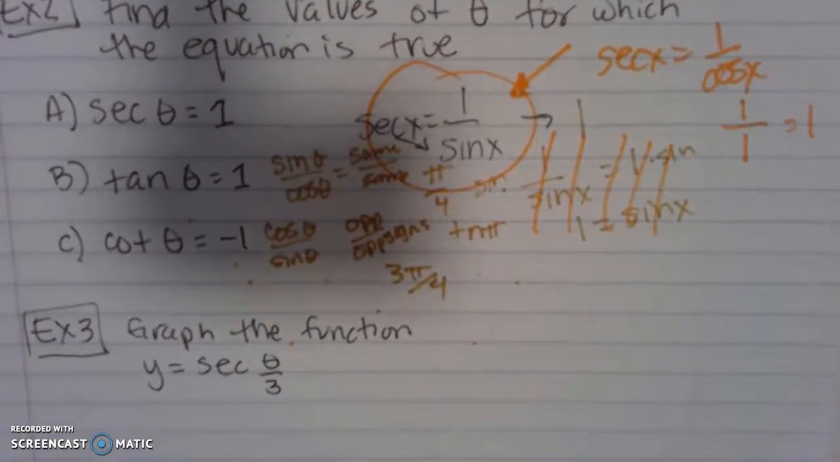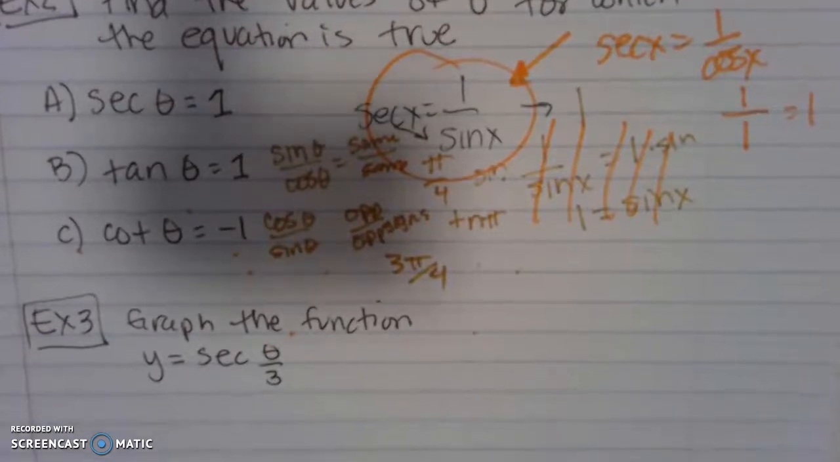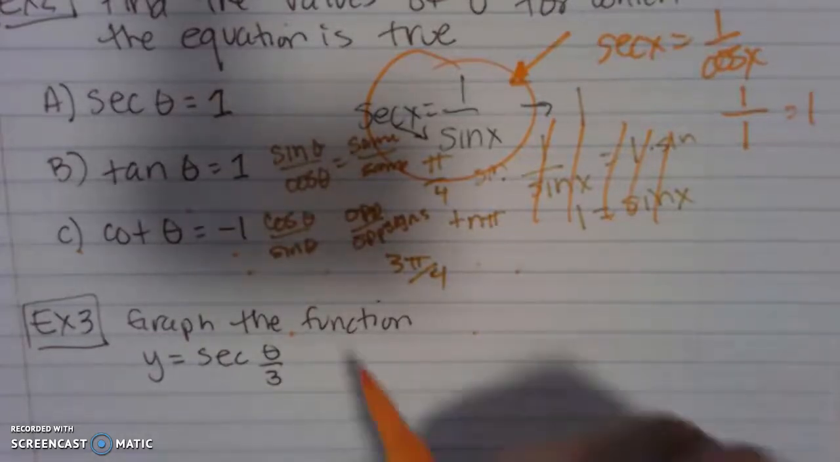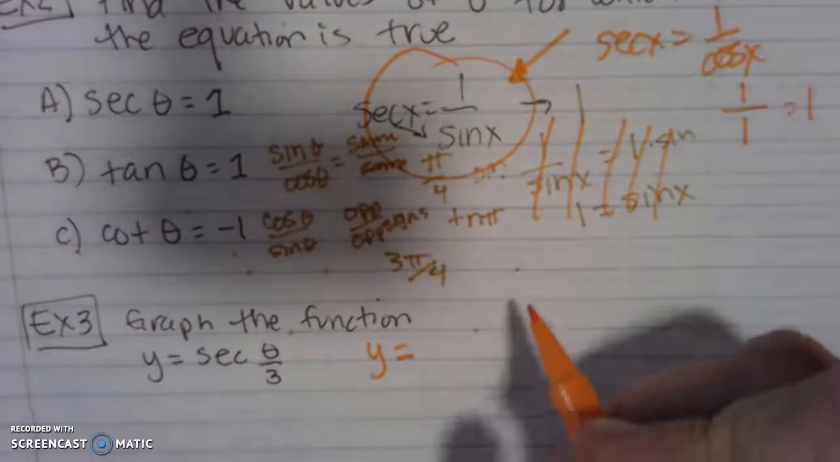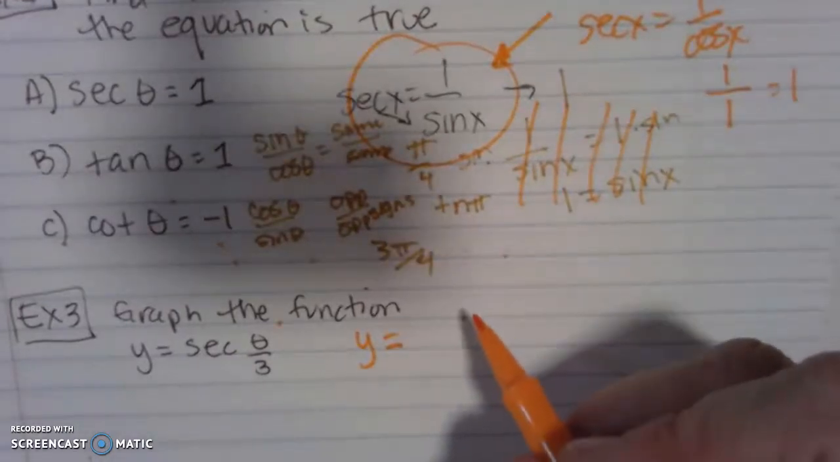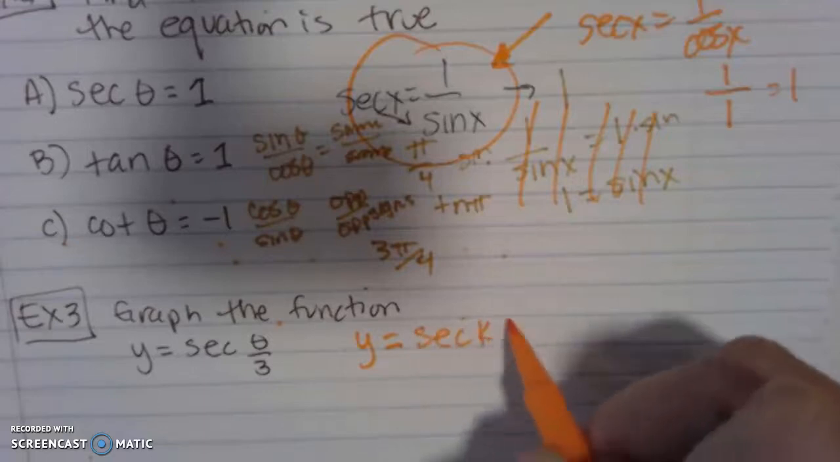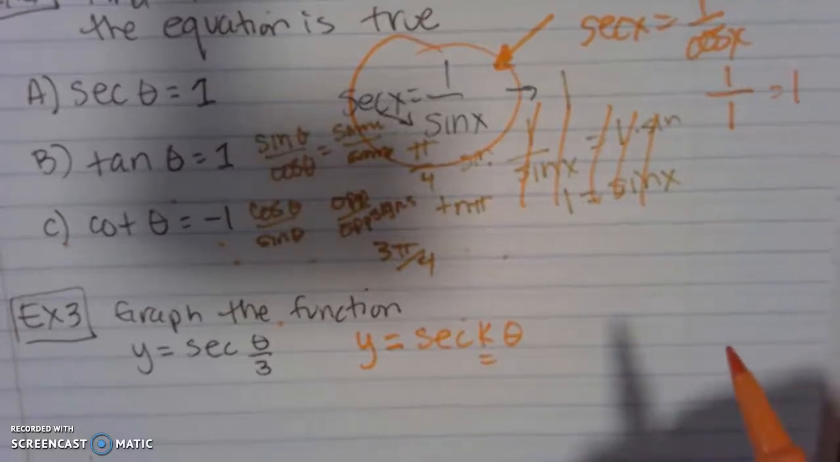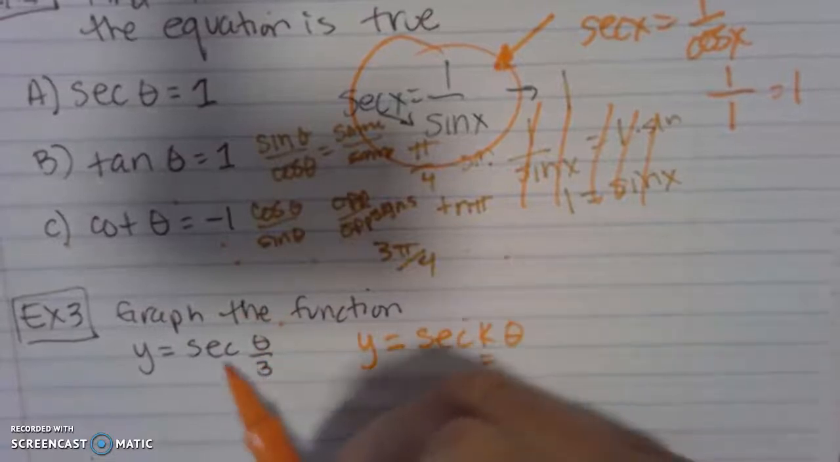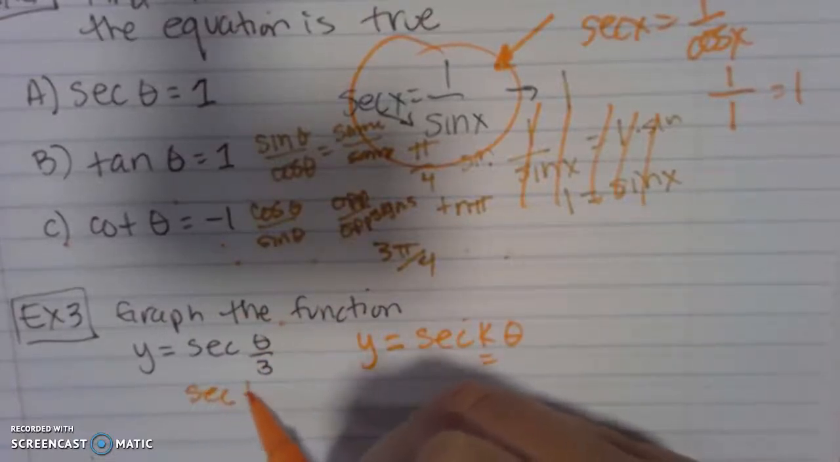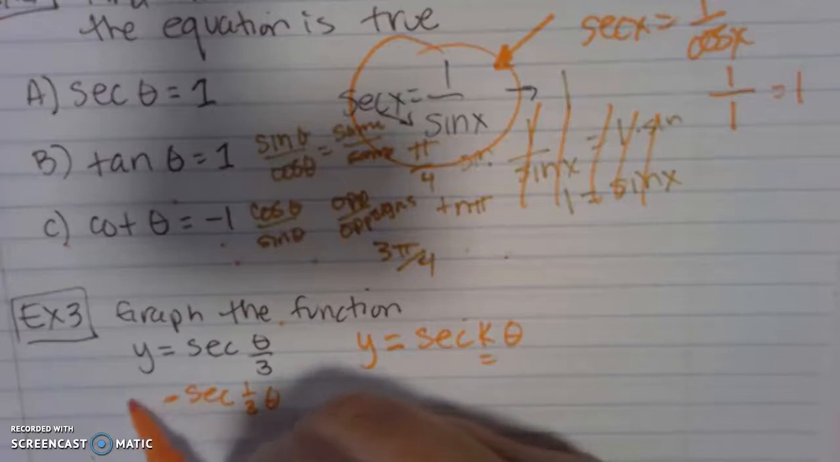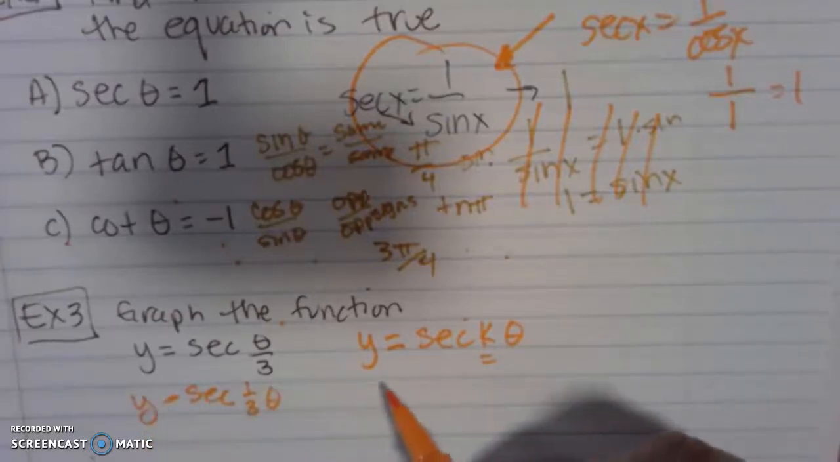All right, 2 more examples in this section. Graph secant of pi thirds. So secant of pi thirds, how the function is meant to be written is secant of k theta, where k is some value. Well, in this case, see how this can be written as secant 1/3 theta. So we know that our k equals 1/3.